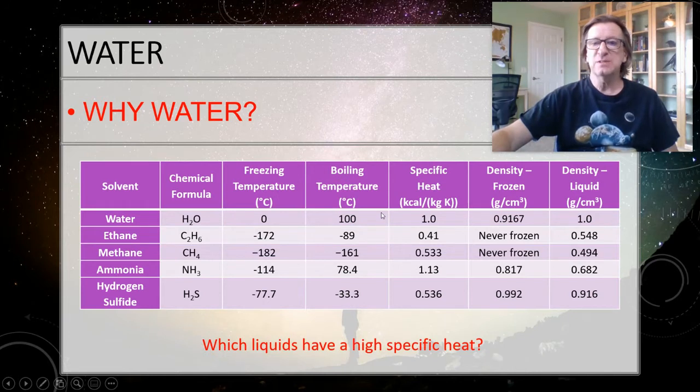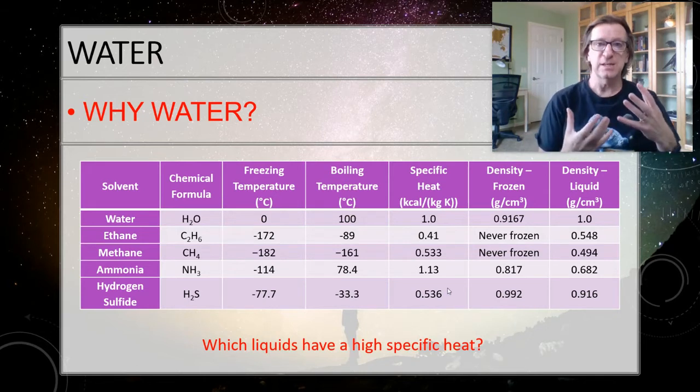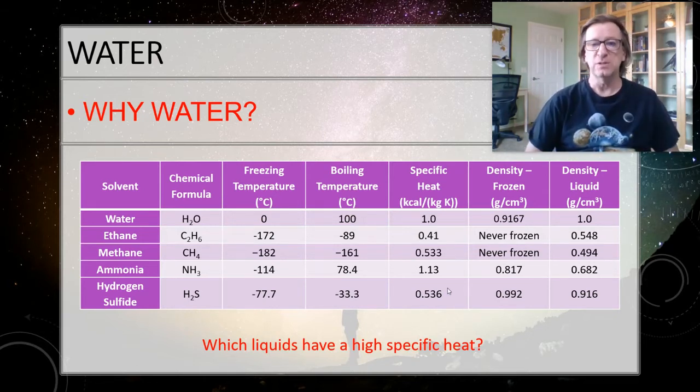All right, so which liquids have a high specific heat? Well, here all you need to do is just look at this column. The higher the number, the higher the specific heat. What that means is that the bigger the number, the more energy it takes to change its temperature. So take a look at these. Give me the top 2. Pause the video and see if you can figure it out.